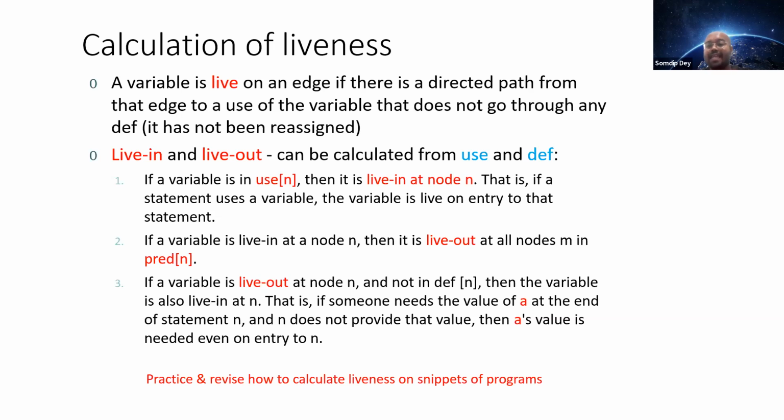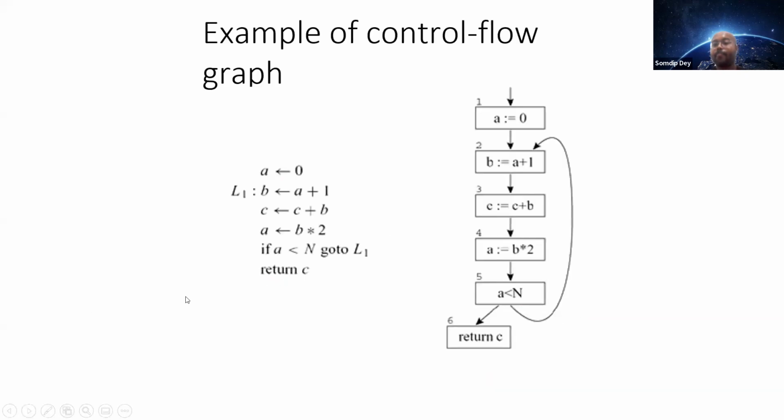So a variable is live on an edge if there is a direct path from that edge to a usage of the variable that does not go through any definition. So you can also have live-in and live-out. Now, this is the theory, right? But given the theory, in the exam or in practice, you might be asked, can you determine whether a variable is live within a certain scope of the program or not?